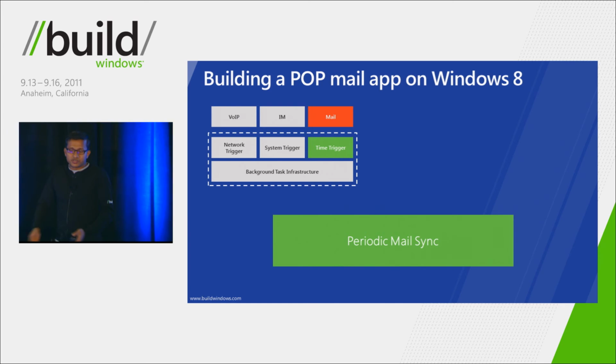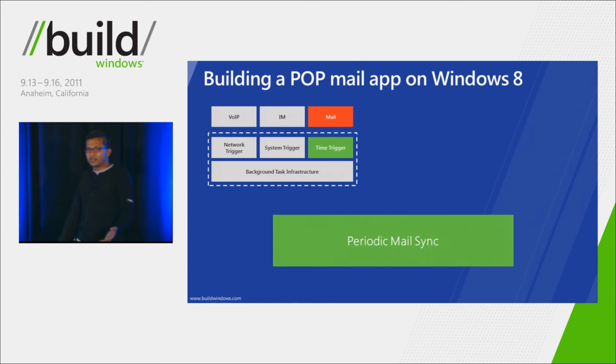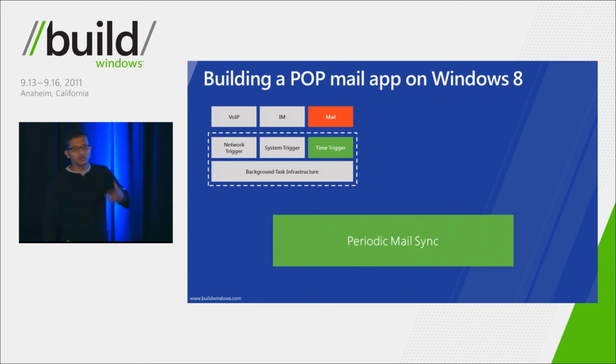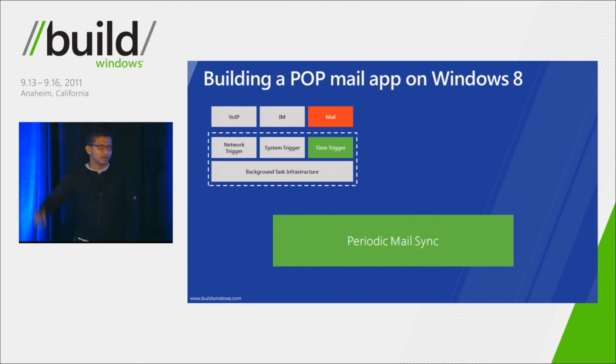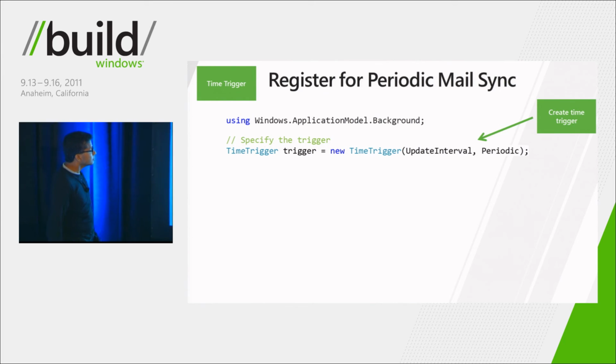So periodic mail, I just described the scenario. The user expectation is that, hey, when I say to the application that go fetch my email every 15 minutes, it better go fetch the email every 15 minutes. So they do have that expectation. So how do you realize that in Windows 8, whether your app is running or suspended? How do you do this?